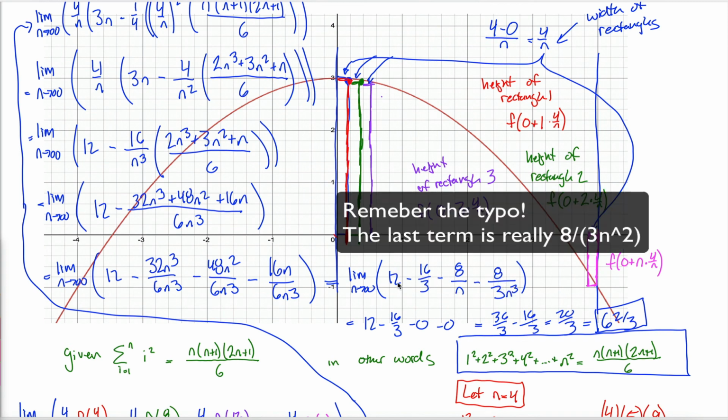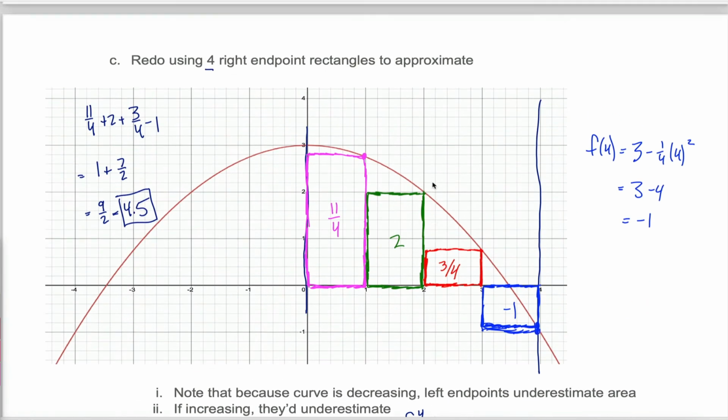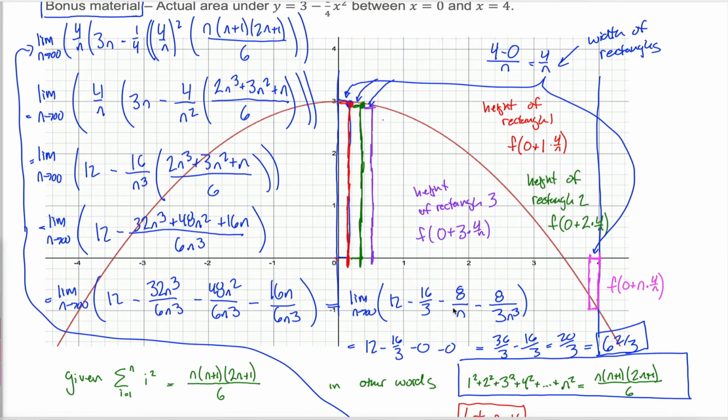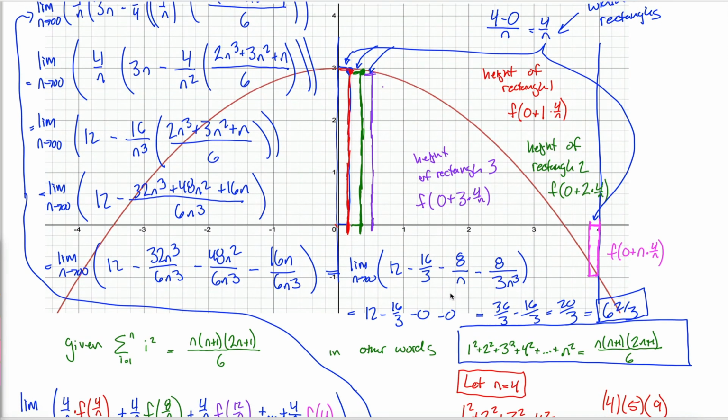I'm not going to do it, but if you took this expression right here and you changed all of the n's into 4s, what you would have is the right endpoint approximation with 4 rectangles. You should be able to get 9 halves. I don't want to check it, but you should be able to get there by changing these two n's into 4s. But we don't want 4 rectangles. We want infinitely many rectangles. So we don't change the n's into 4s. We evaluate the limit as n approaches infinity. And doing that allows us to get the exact area underneath the curve.